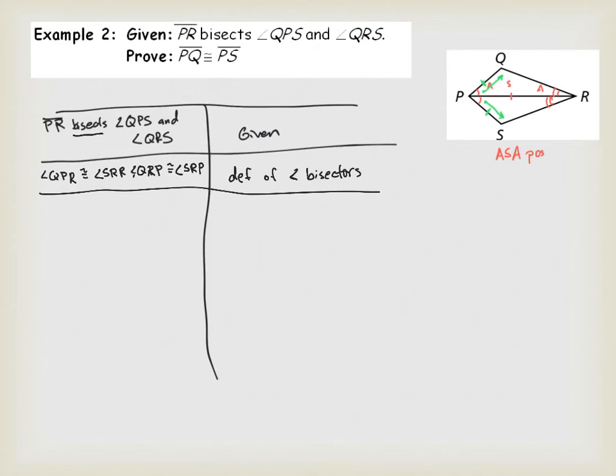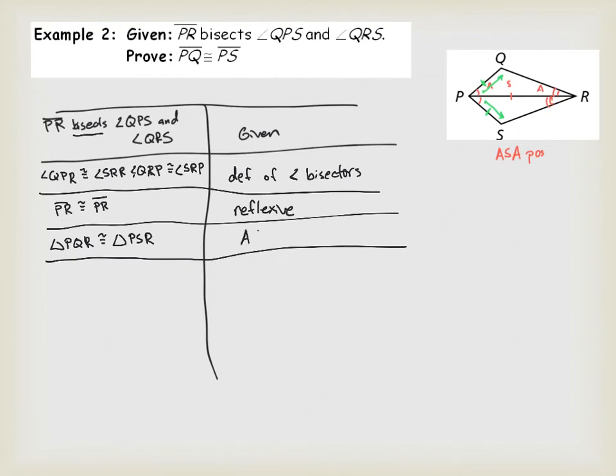Next thing I'm going to do is I'm going to mention my shared side. So PR, segment PR, is congruent to segment PR because of the reflexive property. And now I have all the information needed. I can say that triangle PQR is congruent to triangle PSR because of the angle, side, angle postulate.